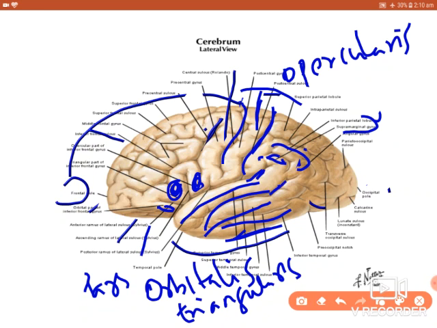There is also the extension of the superior temporal sulcus. So this part of the gyrus here is named the angular gyrus. So there is the supramarginal gyrus and the angular gyrus. This is the supramarginal gyrus, this is the angular gyrus, present in this inferior parietal lobule.